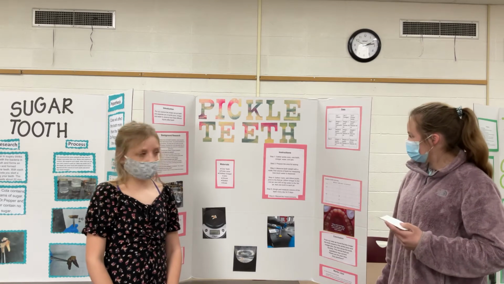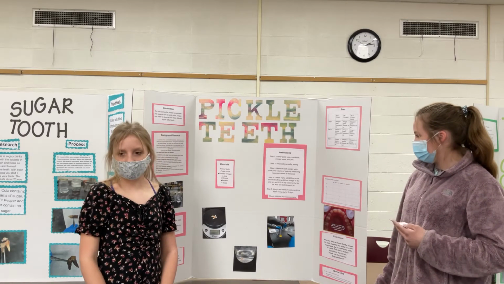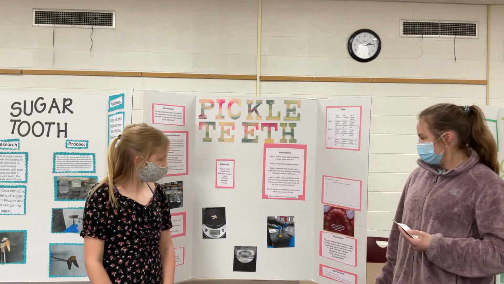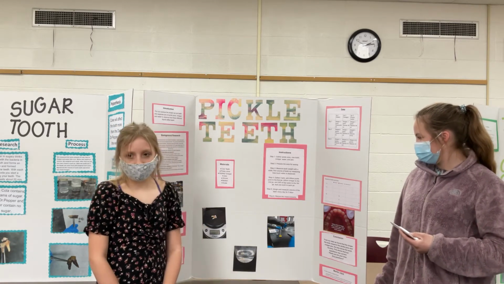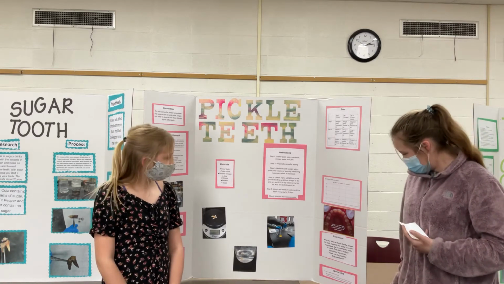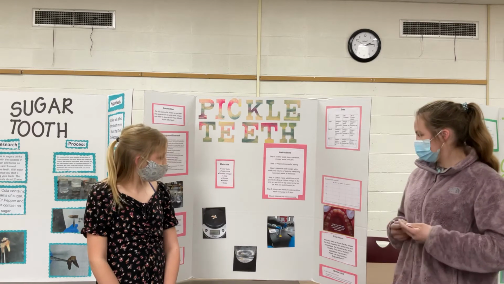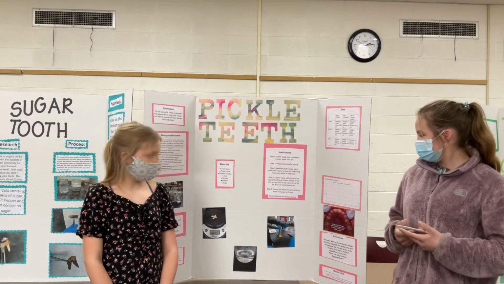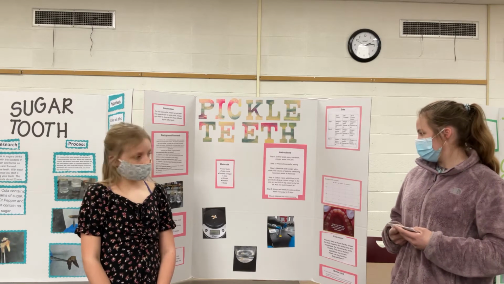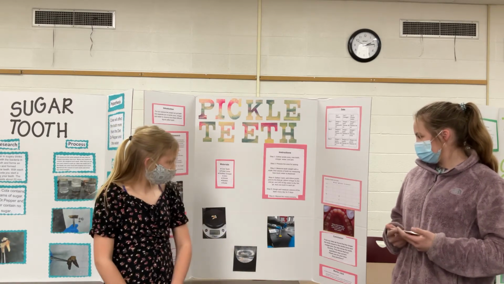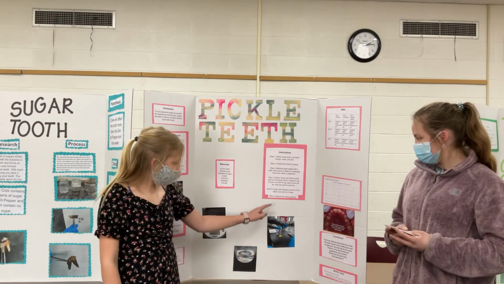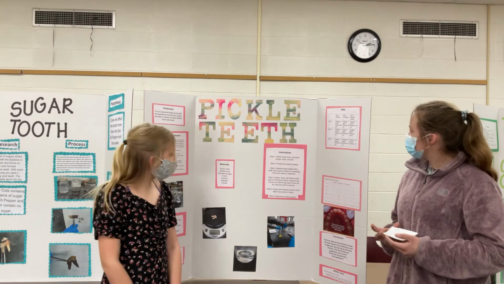Step 3, measure the tooth with a scale and find the volume by measuring how much water is displaced. Step 4, gather 3 jars and add 200 milliliters pickle juice to the first jar, 200 milliliters vinegar to the second jar, and 200 milliliters tap water to the third jar, and add 1 tooth to each jar. Step 5, weigh and measure volume of the teeth every day for 5 days. And then step 6, record the measurements.